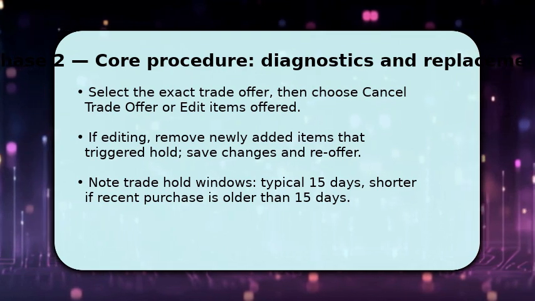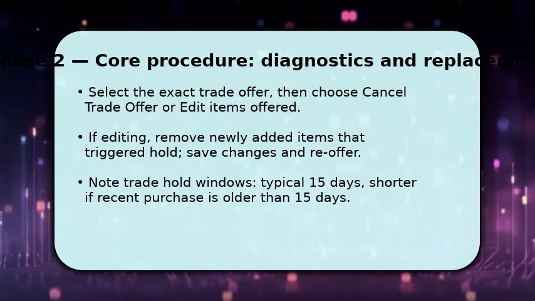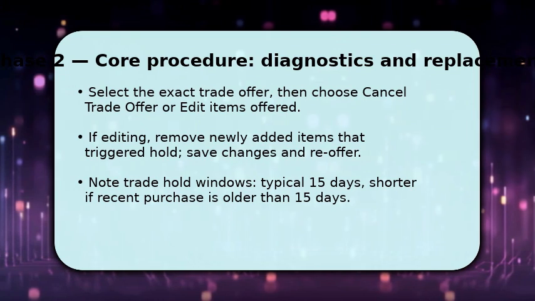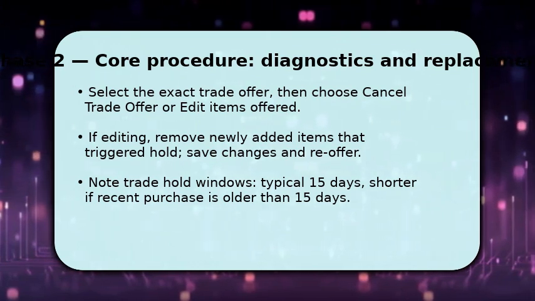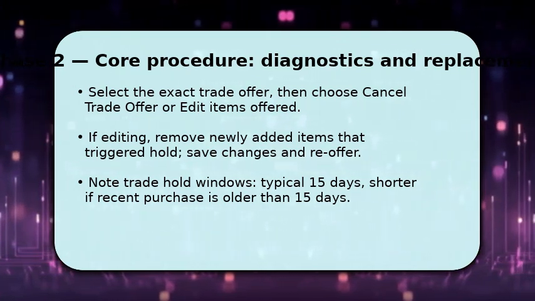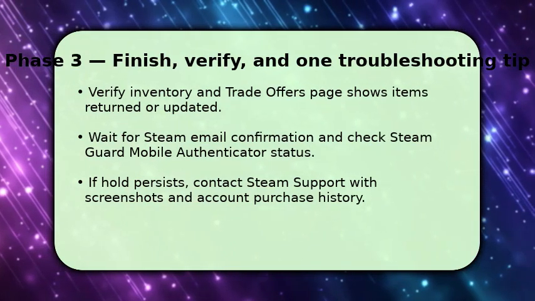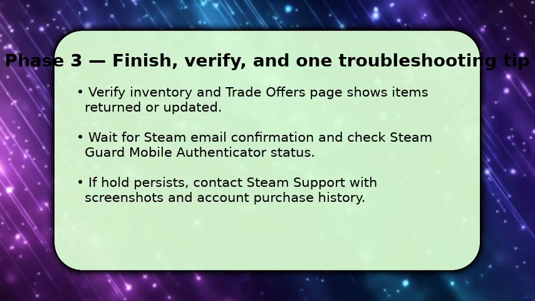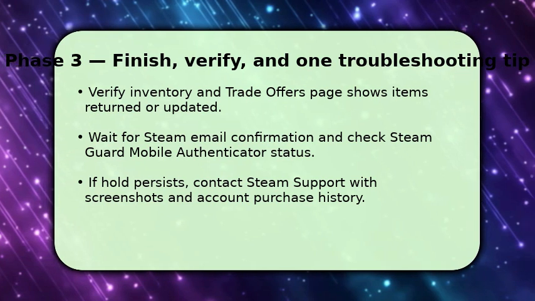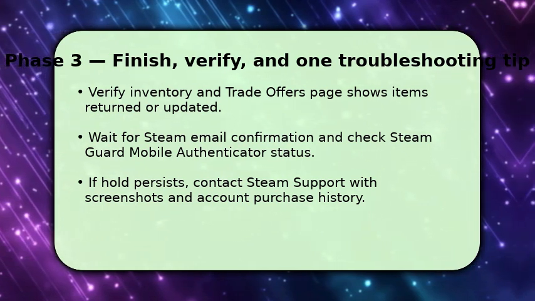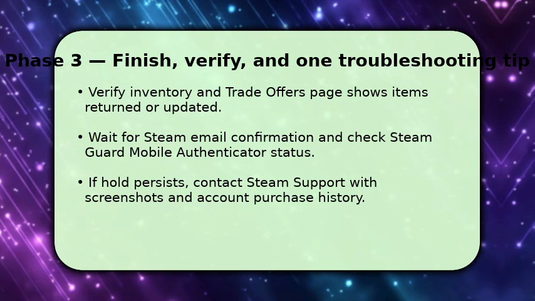If canceling, confirm cancellation to return items to your inventory immediately. Make sure to check the timestamp and purchase history so you understand why the hold appeared. Finish by confirming on your inventory and trade offers page that items were returned or updated. You want visual verification because Steam may not always push instant notifications.